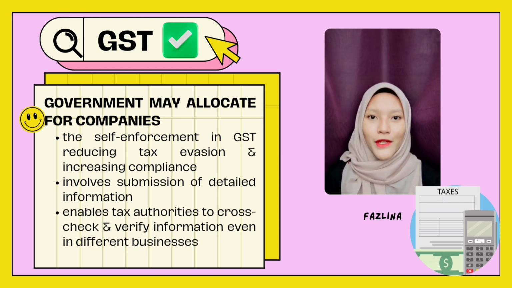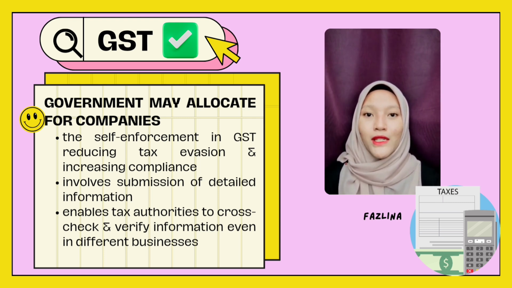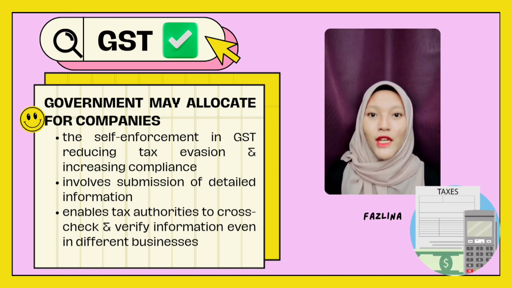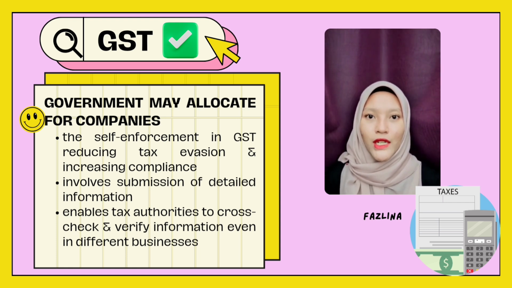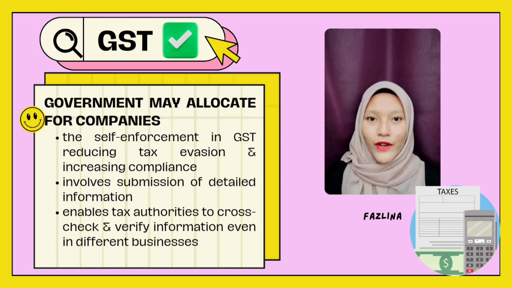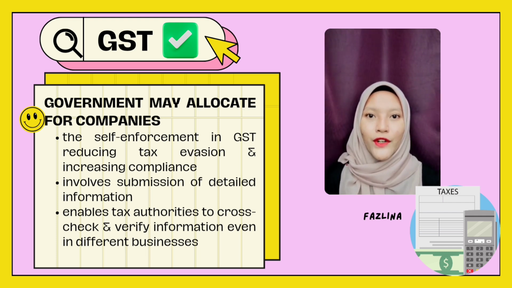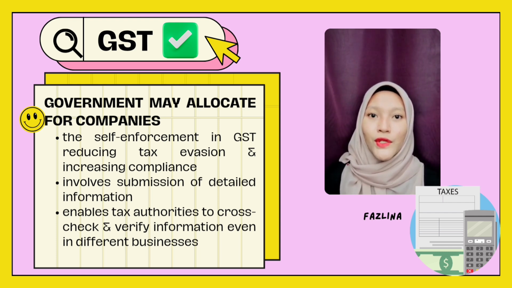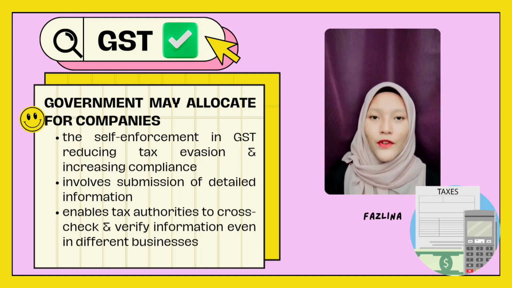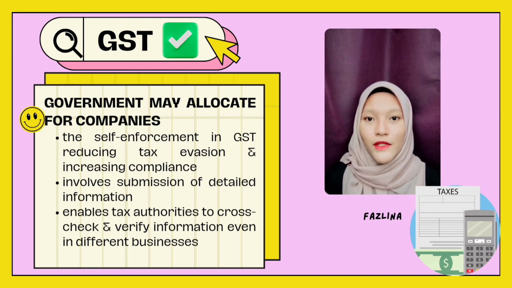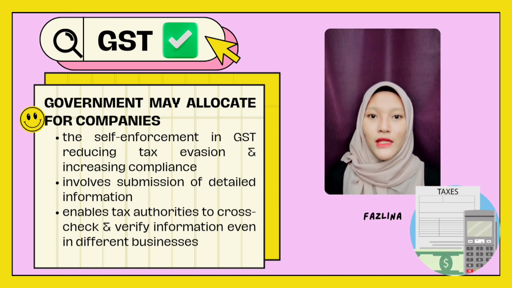The self-enforcing mechanism of the GST encourages businesses at every stage of the supply chain to comply and claim input tax credits, in that way reducing tax evasion and increasing compliance. Therefore, every company in Malaysia could not avoid paying tax, even if they try to do so, because GST involves the submission of detailed returns including the information on sales, purchases, and input tax credits claimed. This comprehensive data collection enables tax authorities to cross-check and verify information across different businesses and sectors.